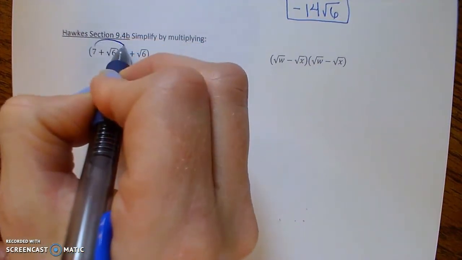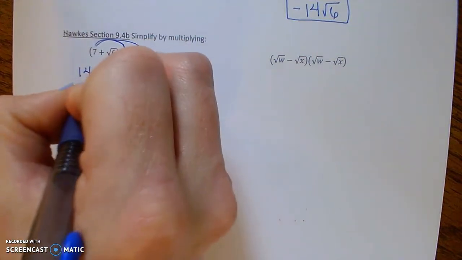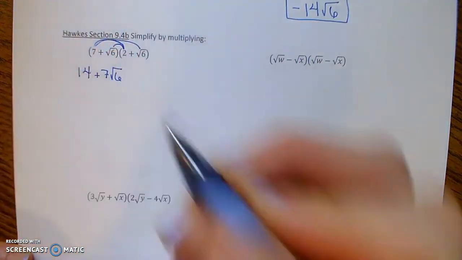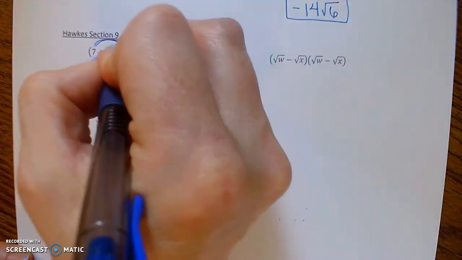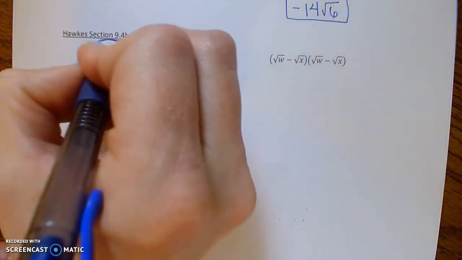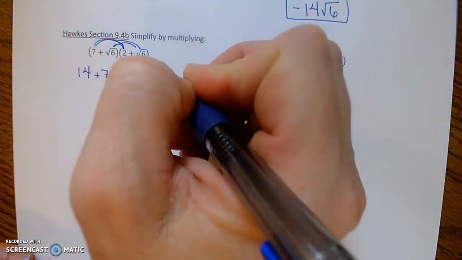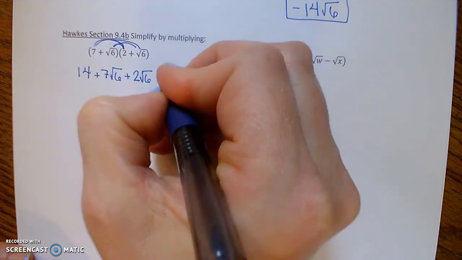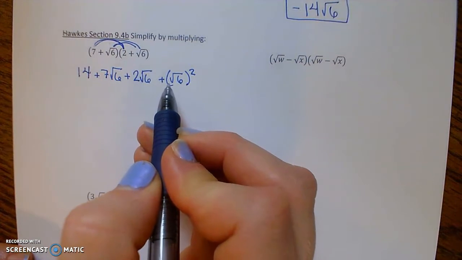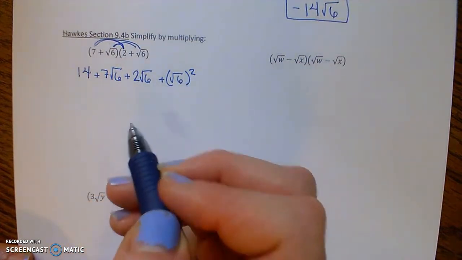We multiply by distributing. 7 times 2 is 14. 7 times root 6 is just 7 root 6. Root 6 times 2 is just root 6 times 2. I like to write the coefficient first, so 2 root 6. And then root 6 times root 6, that'll be the square root of 6 squared. I'm just going to write it like that first so that we can recognize that the square root of 6 times the square root of 6 is just going to be 6, because the square root and the square cancel each other out.